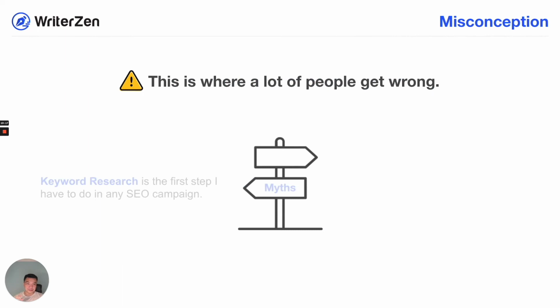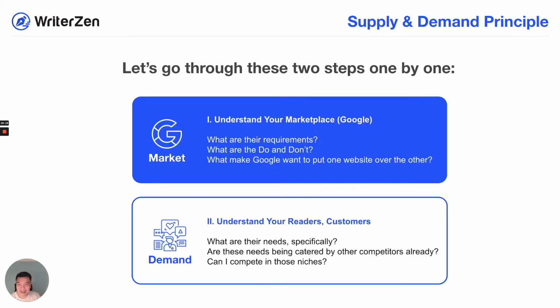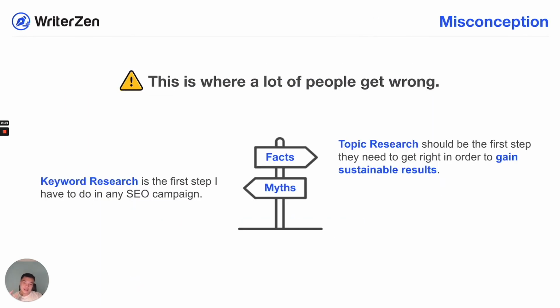And here, I actually have a slide for this, right? It's not that keyword research is the first step I have to do in an SEO campaign. That's a myth. The first thing you have to do is topic research, because you have to understand what it is that your marketplace wants.